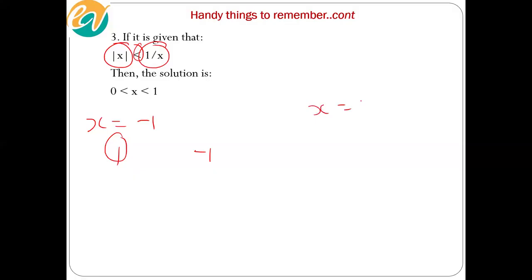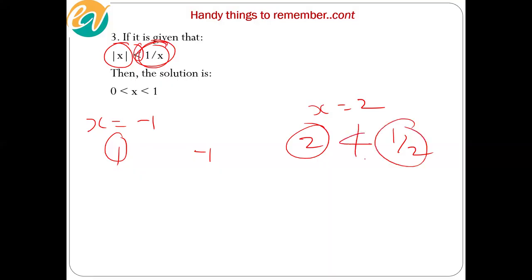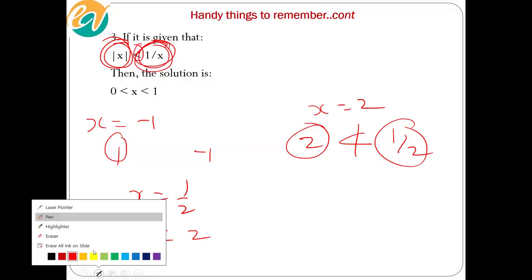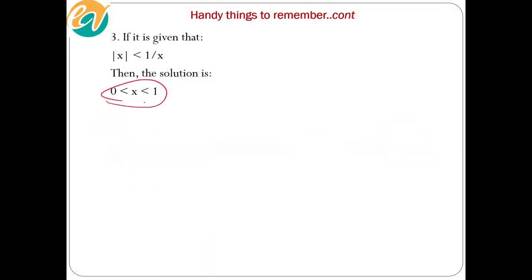Similarly, let's take x is equal to, let's say 2. What will be the left hand side? 2. What will be the right hand side? 1 by 2. Again, notice 2 is not lesser than 1 by 2. Correct? On the other hand, let's take x is equal to half. What's left hand side? 1 by 2. What's right hand side? 2. So notice 1 by 2 is lesser than 2. So if you look at it this way, only values of x between 0 and 1 will satisfy this condition.